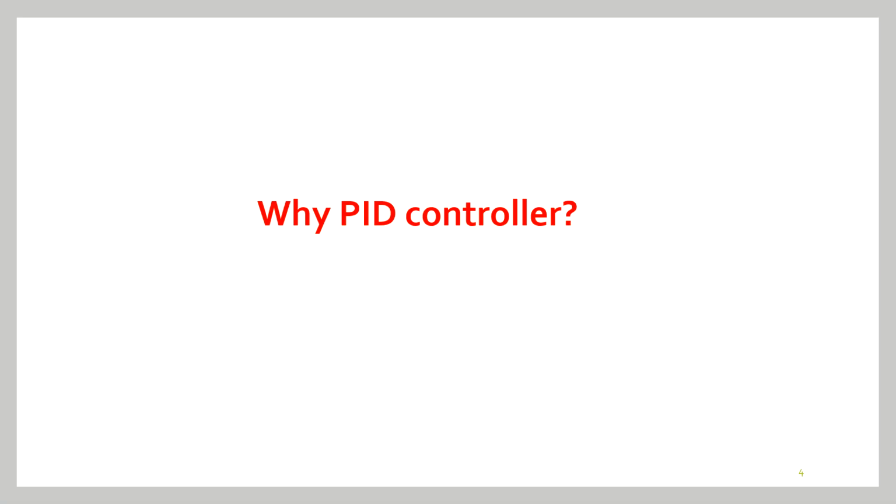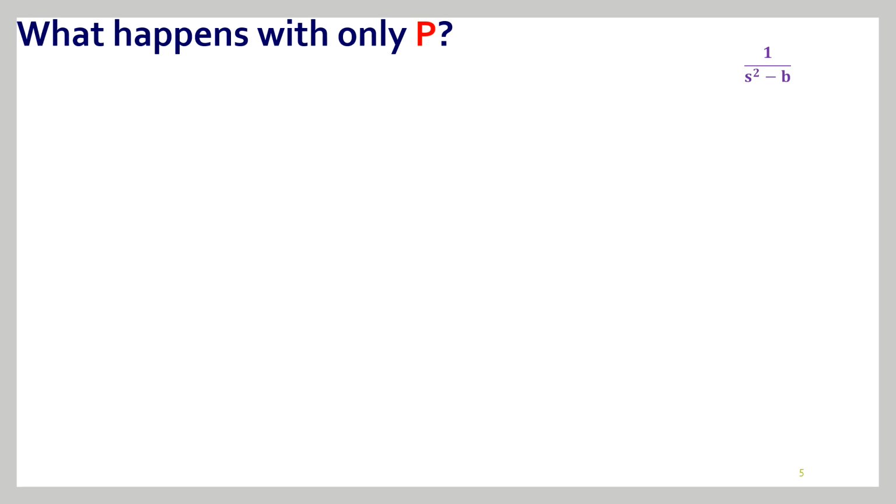What is the necessity to go for this? Let us check what will happen if we are using only a proportional controller. Take the plant function G(s) equal to 1 divided by s squared minus b, assuming the value of b is greater than 0. What happens if b is equal to 0? If b is equal to 0, the double poles will be located at the origin.